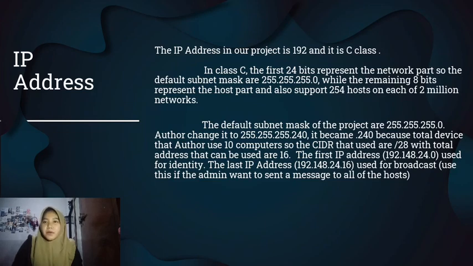The first IP address, 192.148.24.0, is used for identity. The last IP address, 192.148.24.16, is used for broadcast. This is used if the admin wants to send a message to all of the hosts.